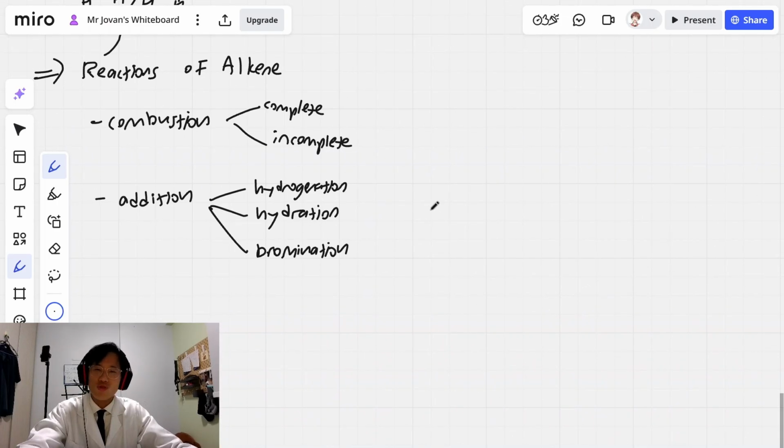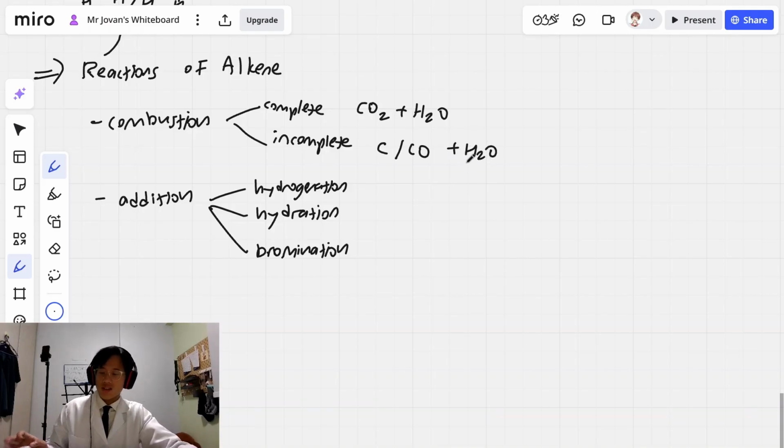Now, we already learned from carbon. What is the product of a complete combustion? Good. CO2 plus H2O. Now tell me what's the product of an incomplete combustion? Yes, carbon or carbon monoxide plus H2O. Very good. It is all the same. So once you learn from alkanes that these are the products, in alkenes you know the same products. All you have to do is work on balancing the equations.